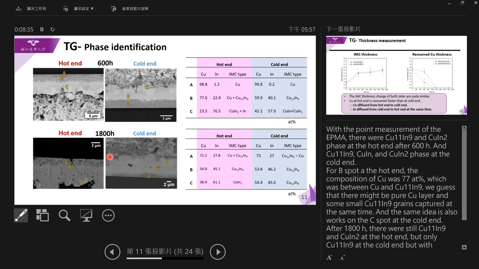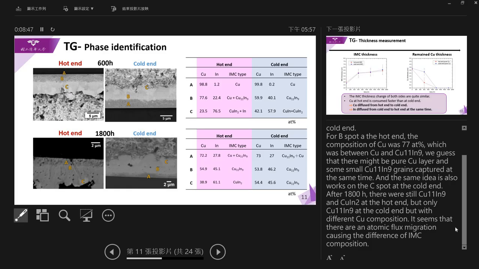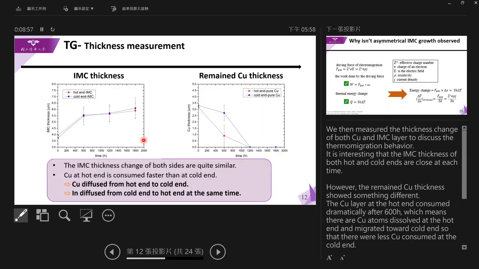After 1800 hours, there were still Cu11In9 and CuIn2 phases at the hot end, but only Cu11In9 with different composition at the cold end. It seems that there was atomic flux migration causing the difference in IMC composition. We then measured the thickness change of both the IMC and copper layer to discuss the thermal migration behavior. It's interesting that the IMC thickness of the hot end and cold end are close at each time point.